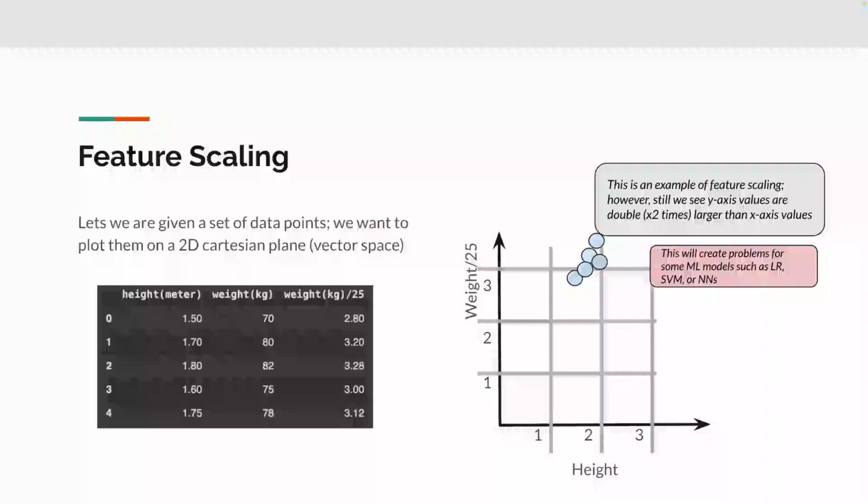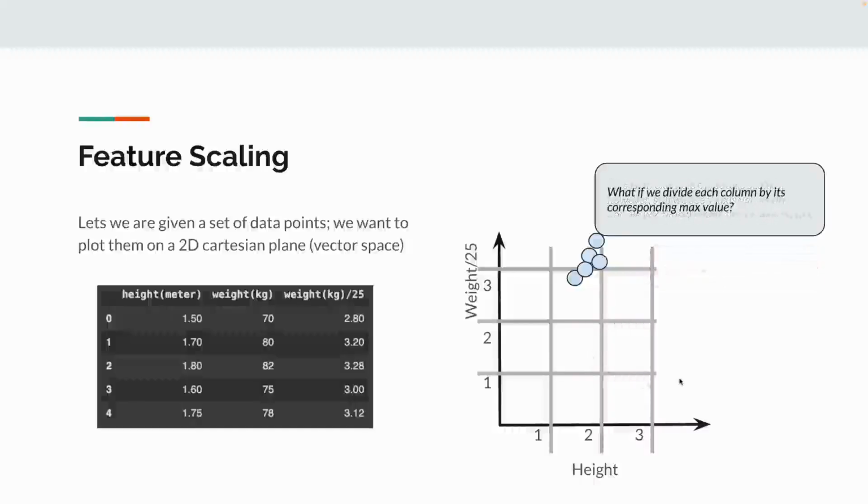But this is not the standard way ML practitioners follow, because imagine that we are learning a logistic regression or a linear regression model. What happens? Still, the weight is on a scale about twice that of the height. If we use our data in this way, then some of the models will struggle. So what are the other ways?